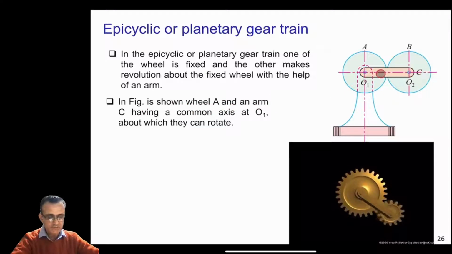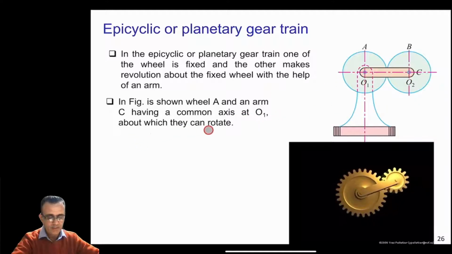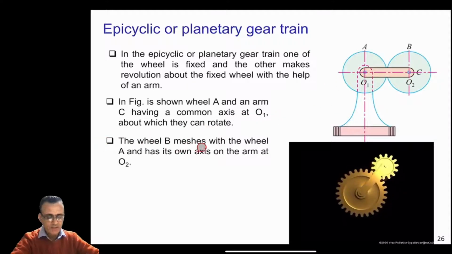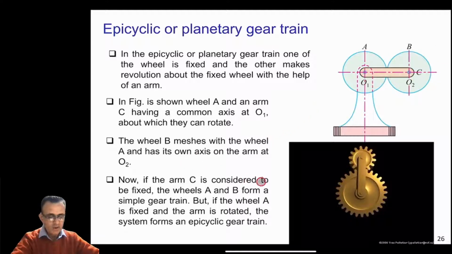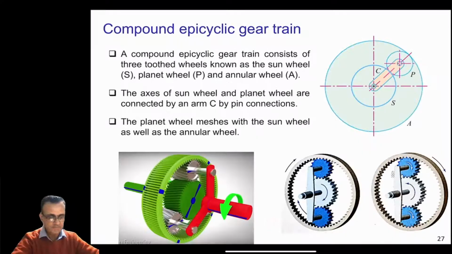So this is arm C having a common axis at O1 about which they can rotate, and the wheel B meshes with the wheel A and has its own axis on the arm at O2. So B is rotating here. Now, if the arm C is considered to be fixed, the wheels A and B form a simple gear train. But if the wheel A is fixed and the arm is rotated, the system forms an epicyclic gear train.